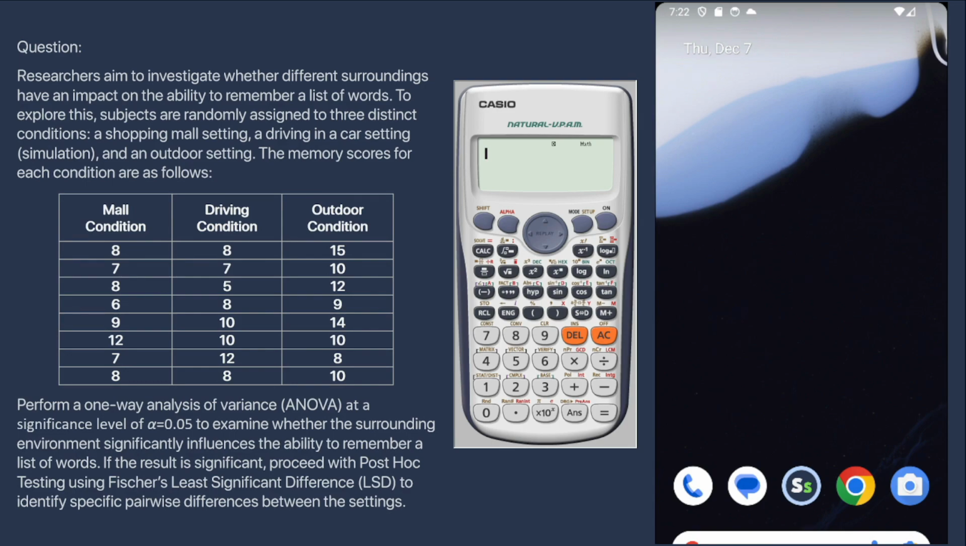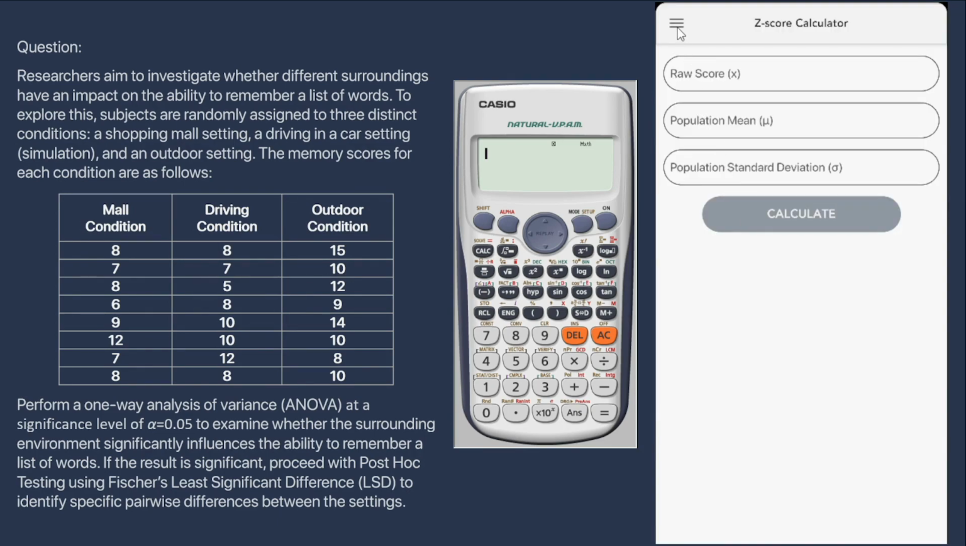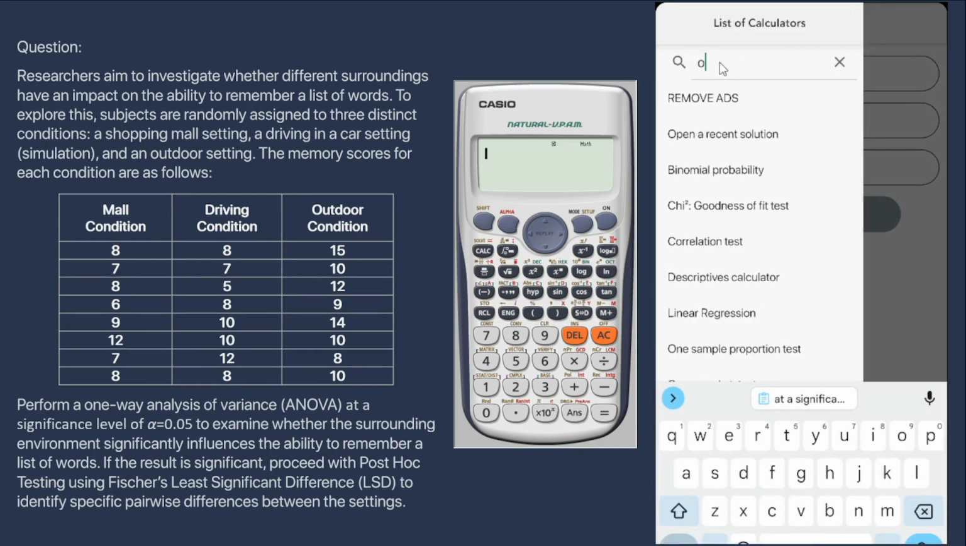Perform a one-way analysis of variance at a significance level of alpha equal to 0.05 to examine whether the surrounding environment significantly influences the ability to remember a list of words. If the result is significant, proceed with post-hoc testing using Fisher's least significant difference to identify specific pairwise differences between the settings. We start with opening the app, and then we click the menu over here and search for one-way ANOVA. We click this calculator.